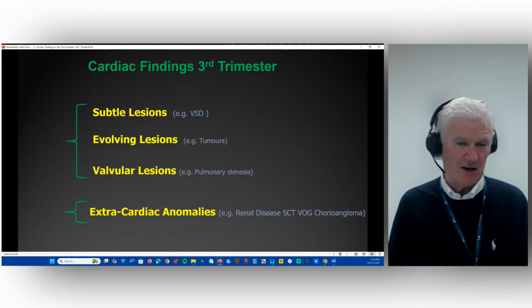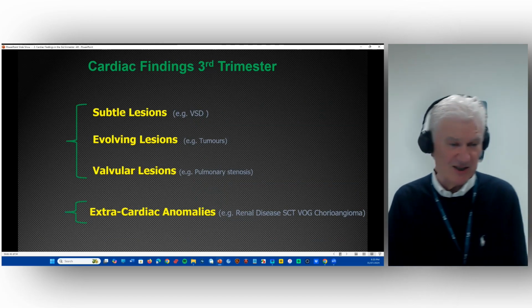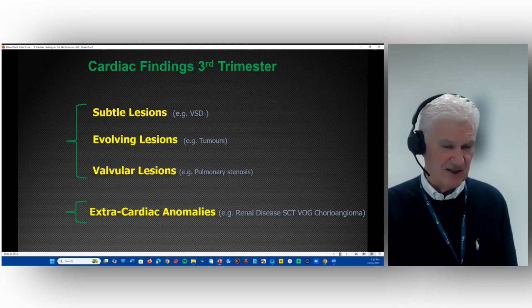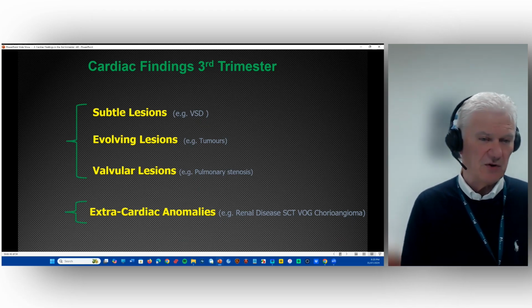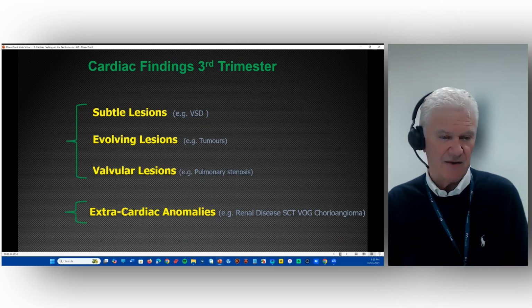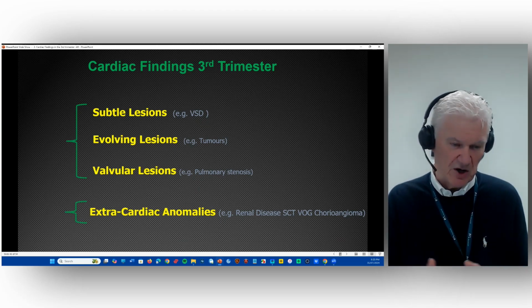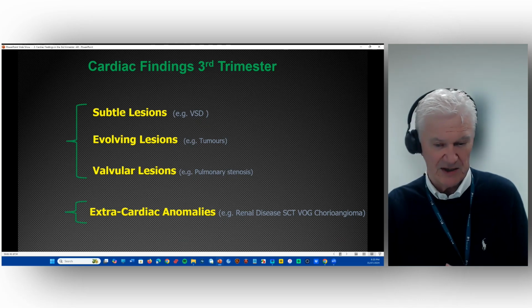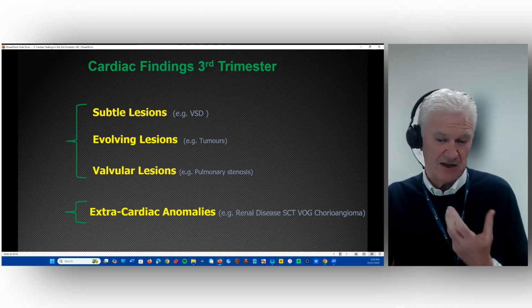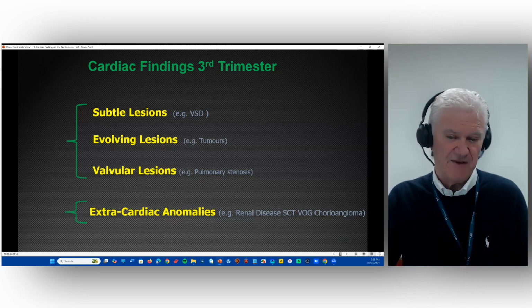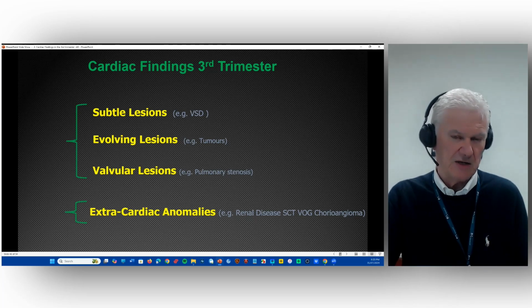So in summary, the cardiac findings in the 3rd trimester are either subtle lesions, evolving lesions, or valvular lesions. And I think if you know the specific group, and if you see the scenario where you've got cardiomegaly, tricuspid regurgitation, consider the extracardiac anomalies where you're looking for renal disease, sacrococcygeal teratomas, vein of Galen aneurysms, or chorioangioma.